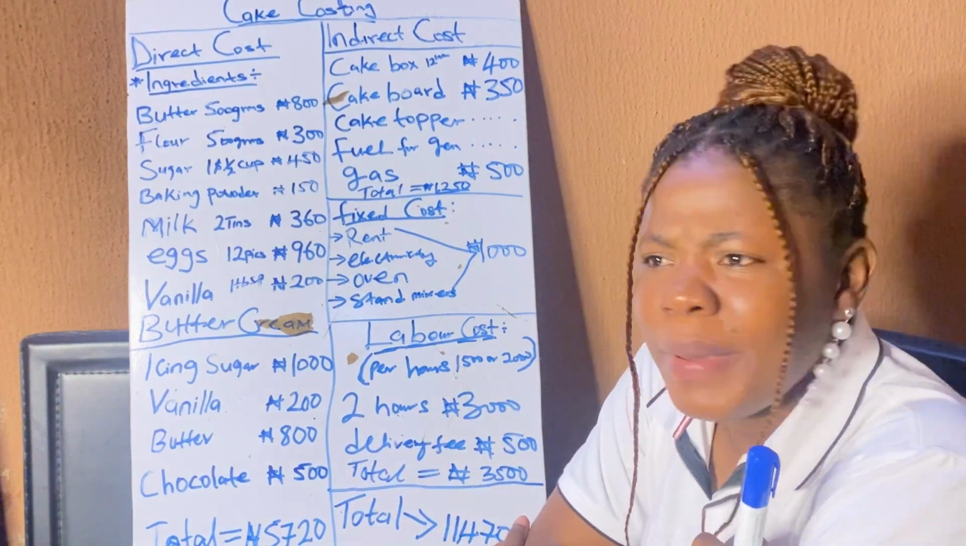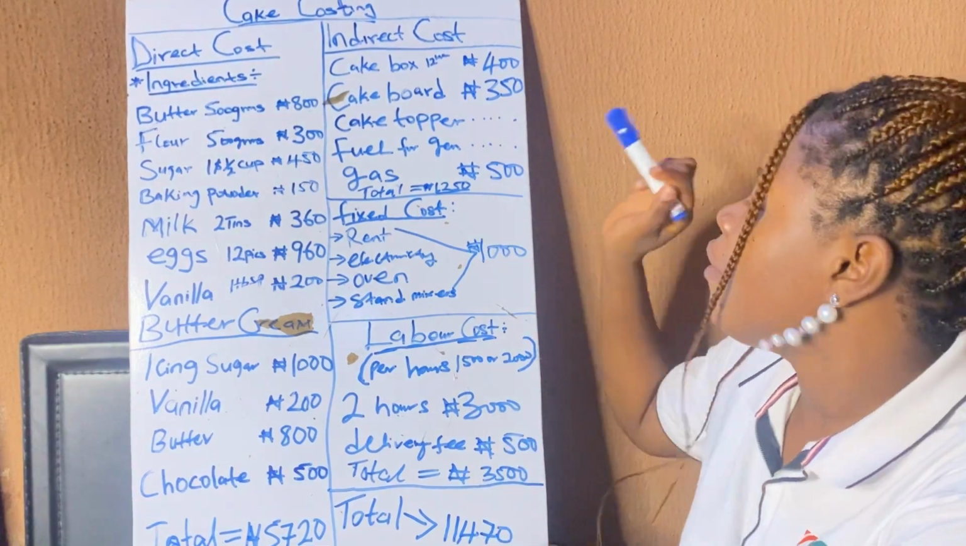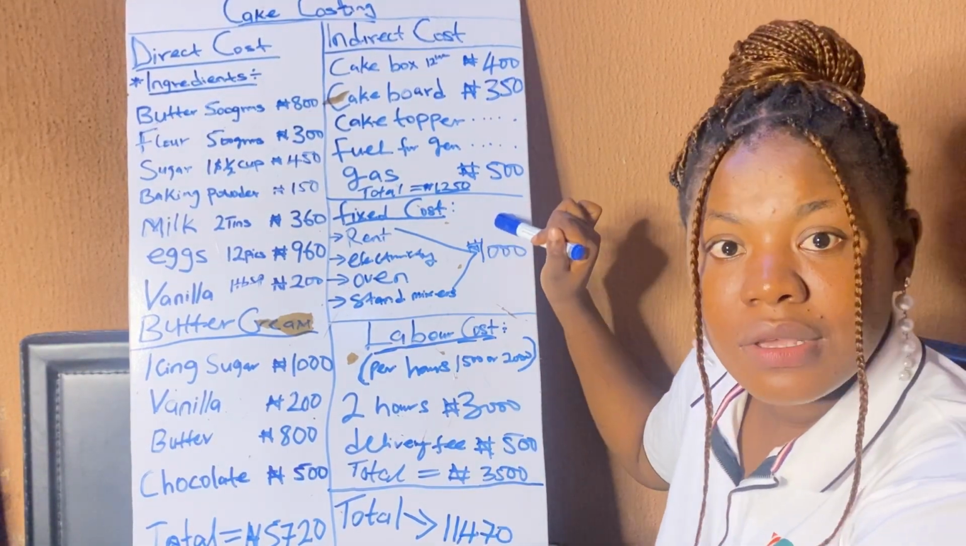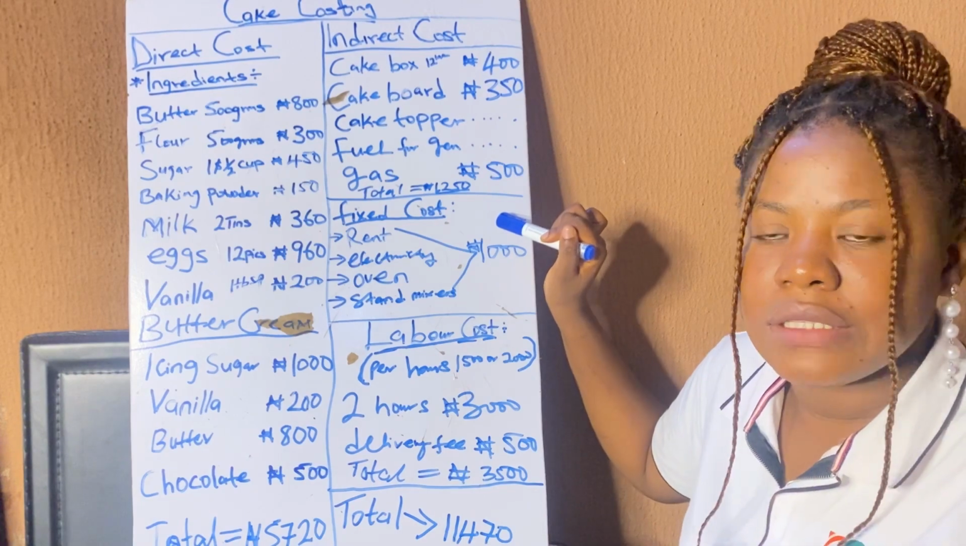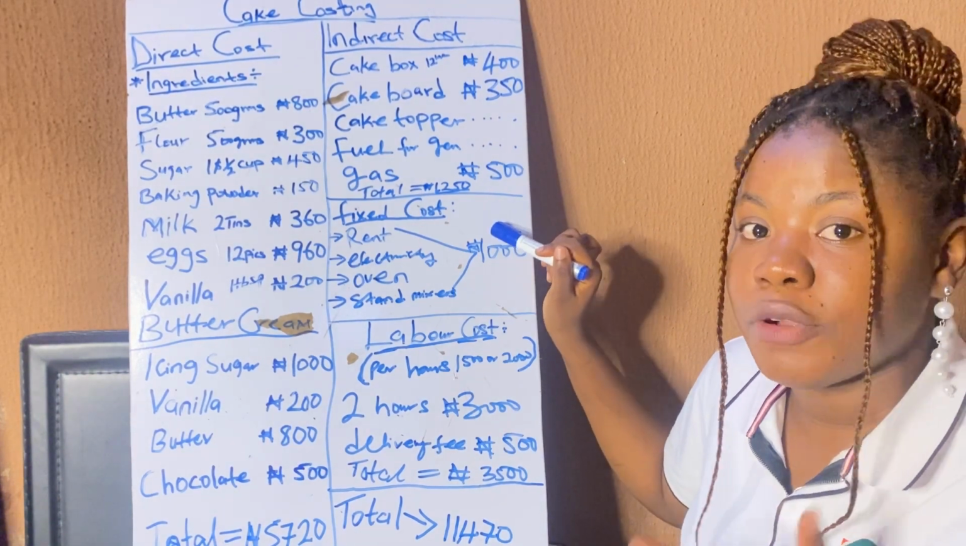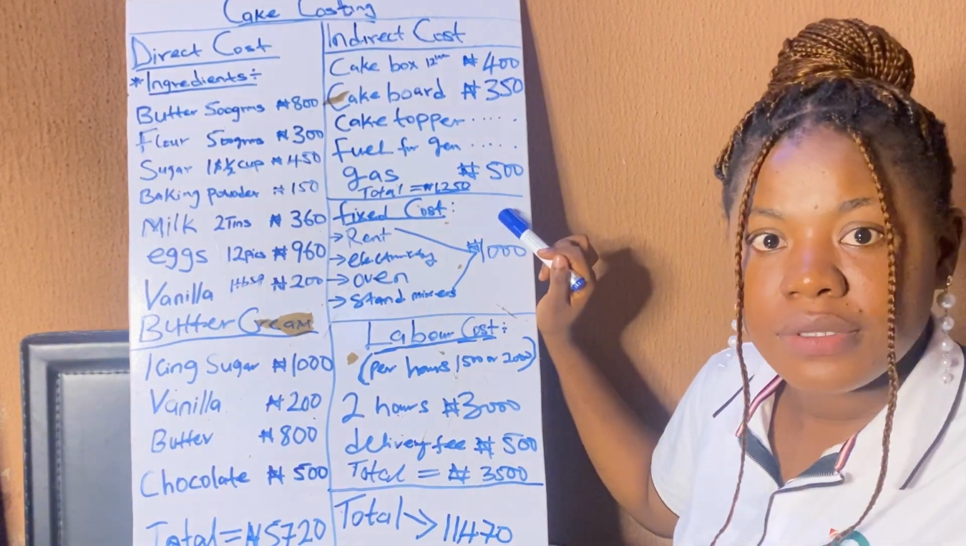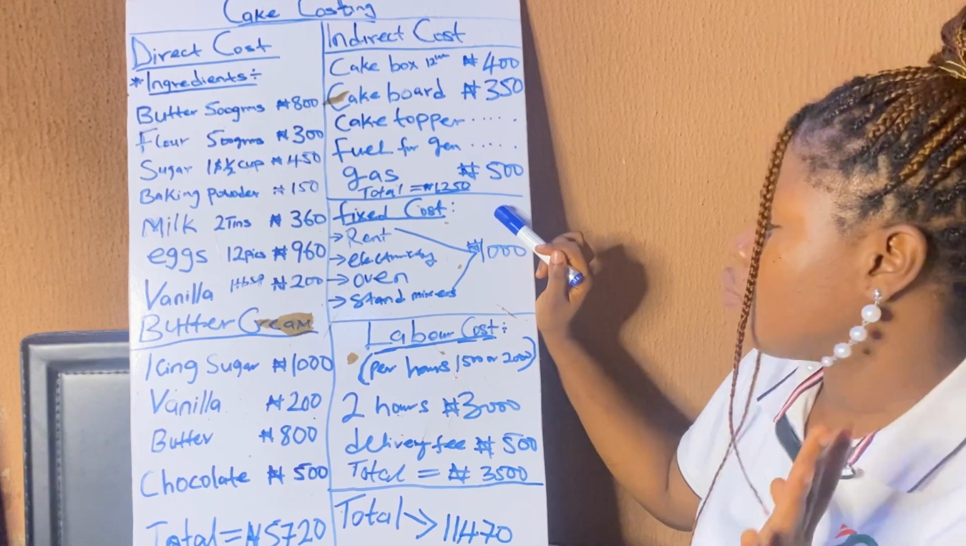But if you're baking from home, you don't need this. If you're baking from home, fixed cost is out, except you choose to add it. You're not paying shop rent, except you choose to add it. To me, if I'm baking this cake from home, my fixed cost is out. But if you choose to add it, no problem.